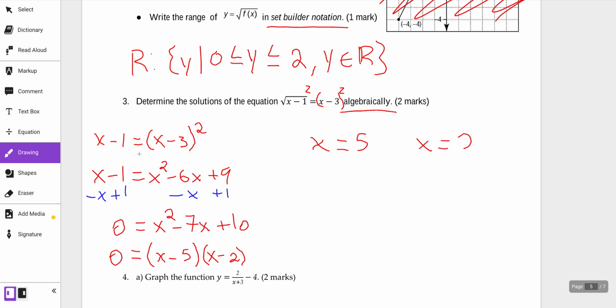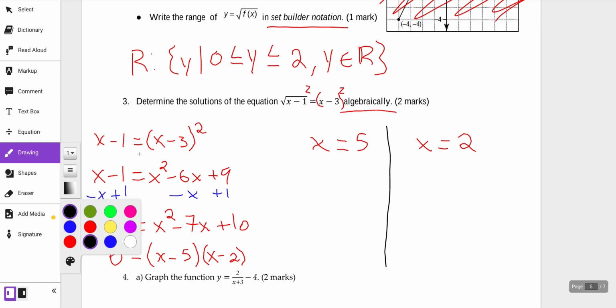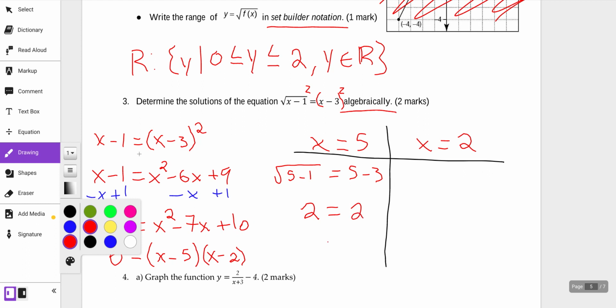If you did all that, you got 1.5 out of 2 marks. The reason you did not get 2 out of 2 is because one of these solutions doesn't work. The solution that doesn't work is x equals 2. If you actually test these answers, this one becomes root 5 minus 1 equals 5 minus 3. 5 minus 1 is 4, square root of 4 is 2. 5 minus 3 is 2. That one works. X equals 5 is one answer.